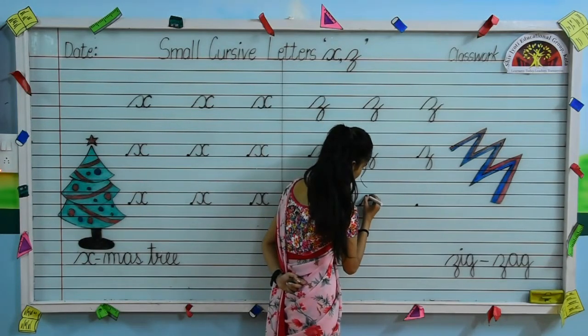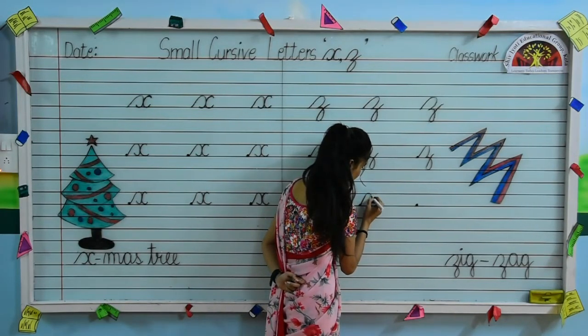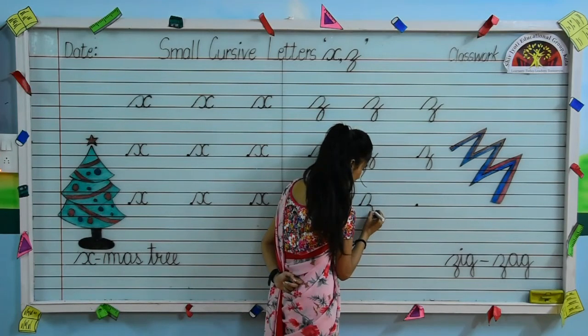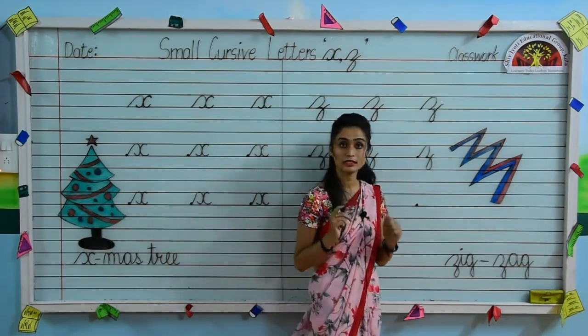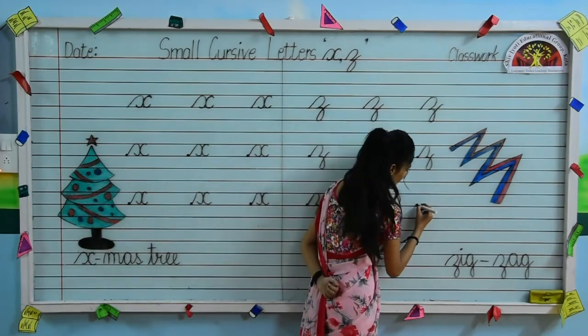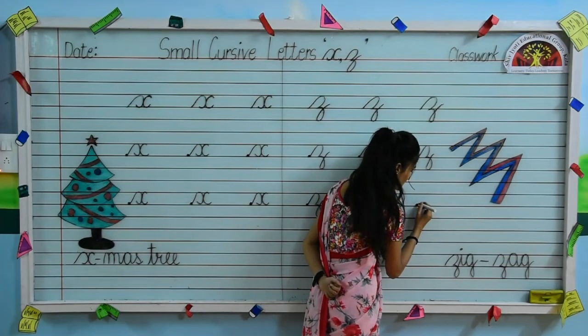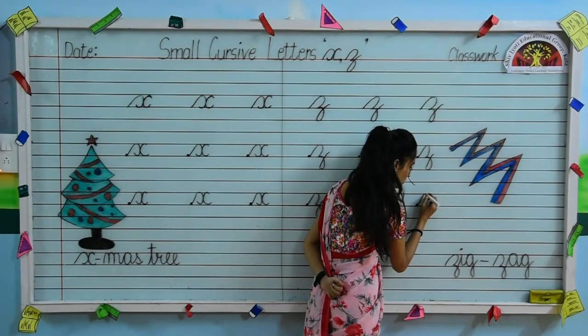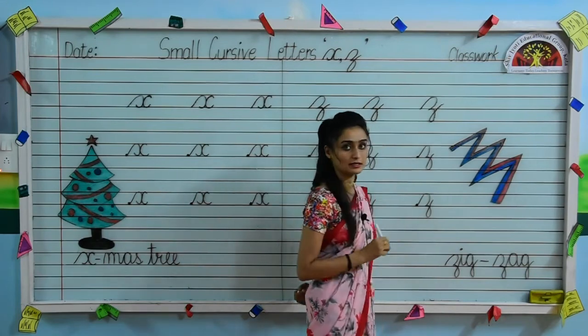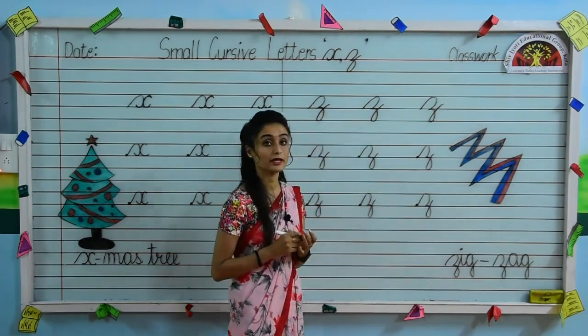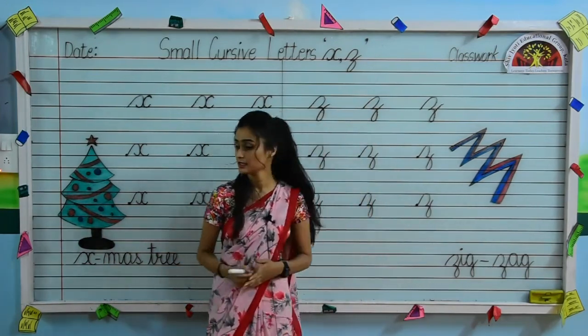Slanting line from the third line, then make a curve, then again make a curve, touch the fourth line, then a loop like this. So look over here for the last time kids. We will make a slanting line from the third line, touch the second line, then make a curve, then again make a curve, touch the fourth line and a loop like this. So kids, this way you can make your small cursive letter Z.